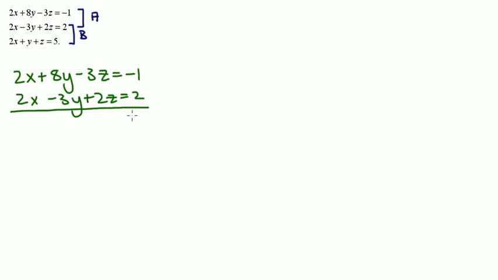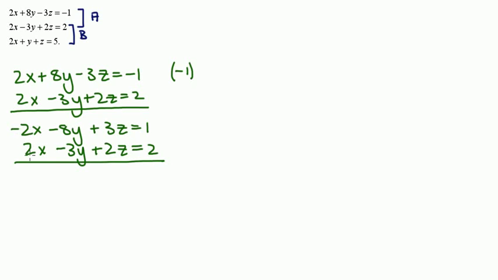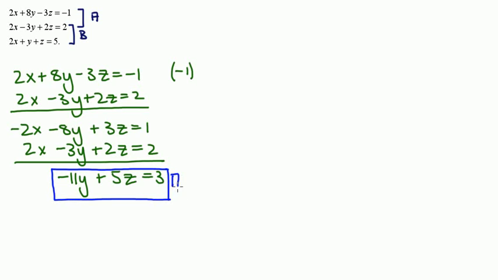Taking our first two, the first thing we have to do is cancel one of the variables to make a new equation with just the two that remain. I'm going to cancel the x variable. To do that, I'm going to multiply the top line by minus 1. The bottom equation stays the same. Now I have minus 2x plus 2x gives us 0. Minus 8y minus 3y gives me minus 11y. We get 5z is equal to 3. So we now have a new equation with just two variables, which is what we want. We call that equation A.